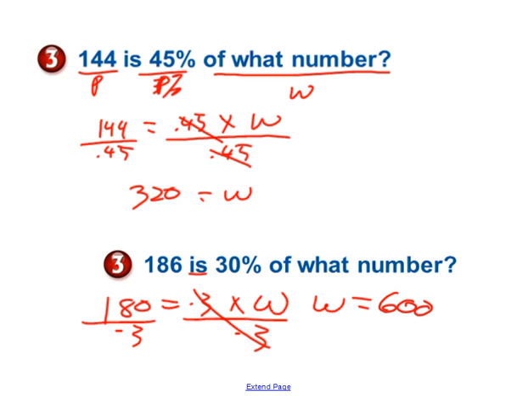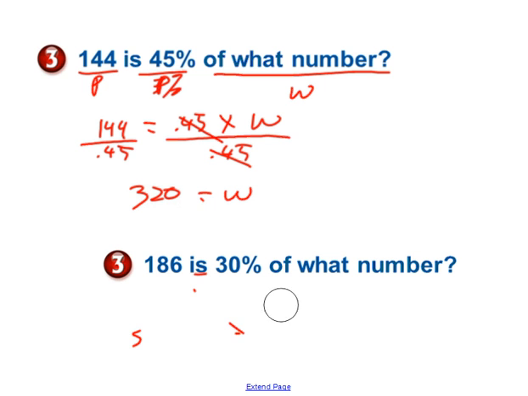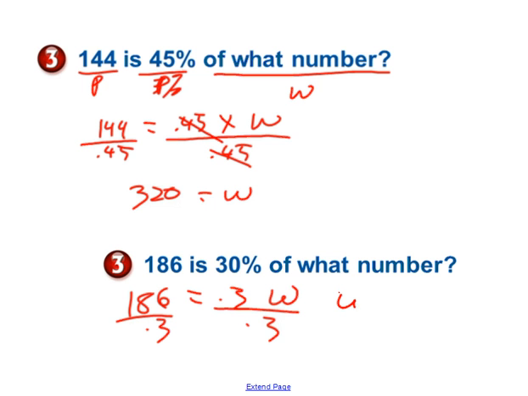And I see I did that one wrong. Let's go back and correct that one. I misread the starting number here, so let's make a little correction. It should be 186 is equal to 0.3 of what number? So again, I divide both sides by 0.3, and the whole number is equal to 186 this time, divided by 0.3, which is 620.